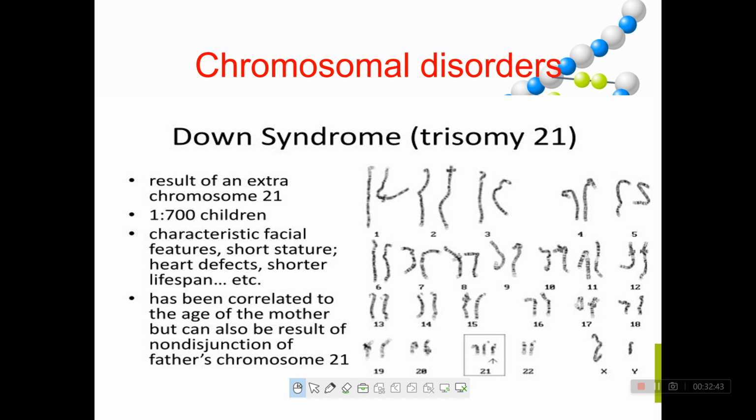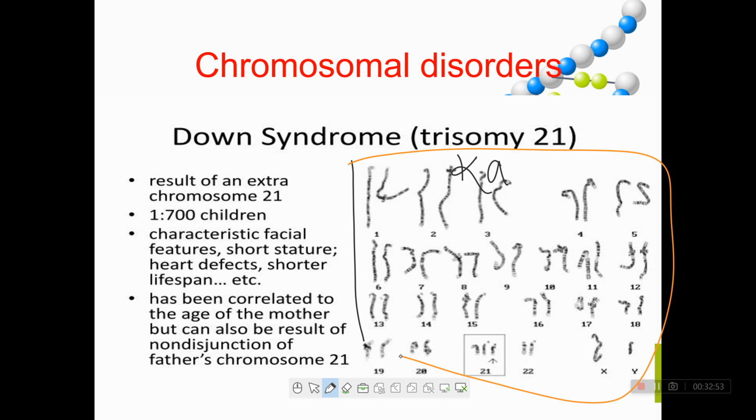Next is chromosomal disorder. What happened in chromosomal disorder? This is a karyotype, right? This is a karyotype of the chromosome. There are many examples of the chromosomal disorder, like Down syndrome, Klinefelter syndrome, Turner syndrome, and here we discuss the Down syndrome. What happened in Down syndrome?